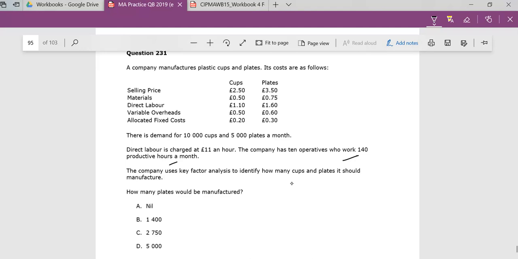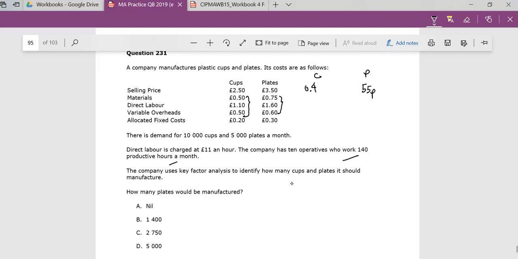Our task is to find what the contribution is. First of all, take your time and you'll get there. Cups, plates. In terms of contribution, I need to say £2.50 less all of these variable costs, which gives me 40p, 0.4. And £3.50 minus all of this gives me 55p.